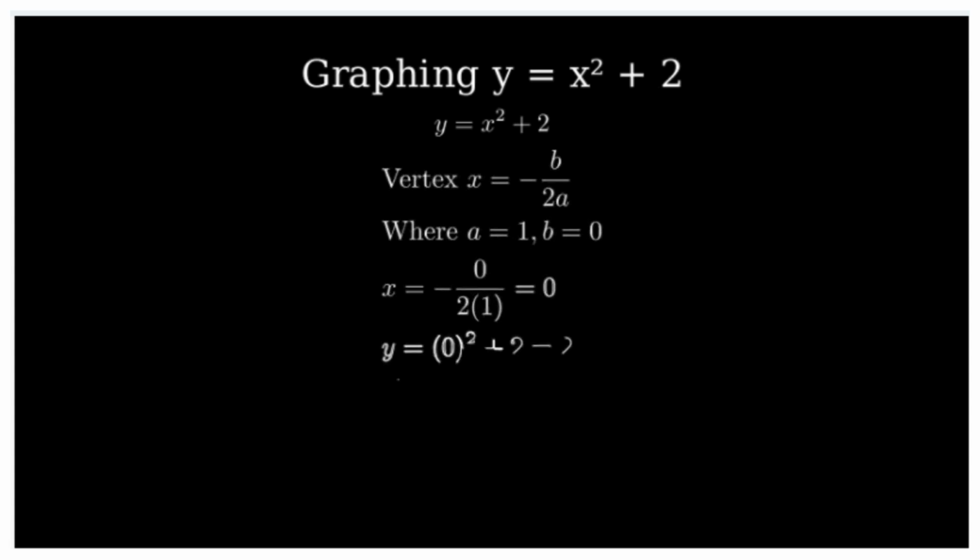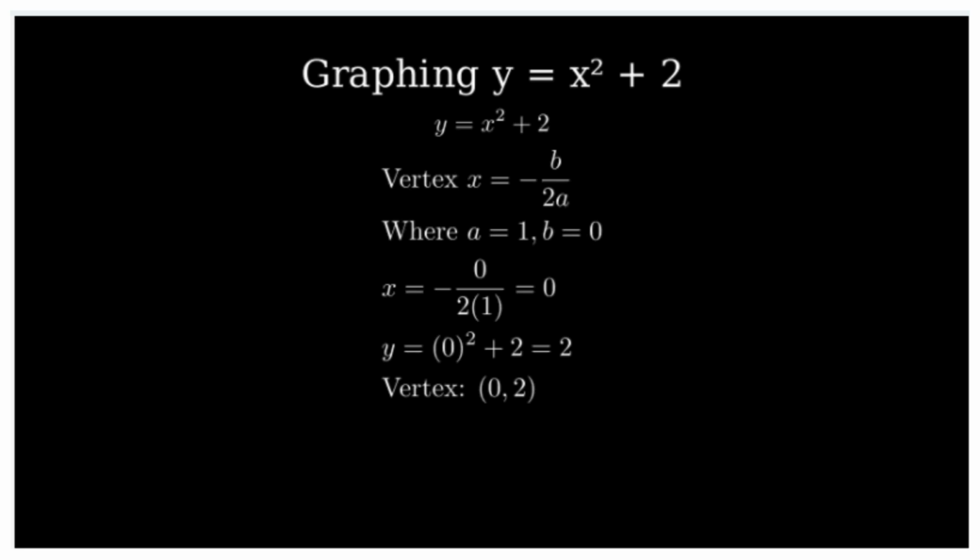Let's first find the vertex. Since there's no x term in our equation, the x-coordinate of our vertex will be at x equals 0. When we plug x equals 0 into our equation, we get y equals 0 squared plus 2, which equals 2. So our vertex is at the point 0, 2.